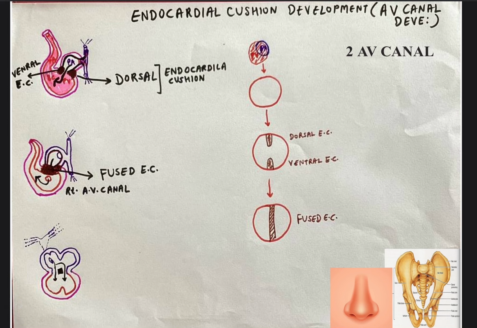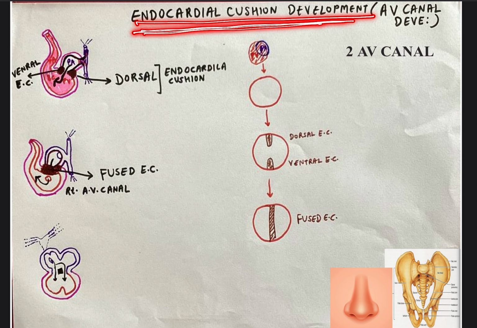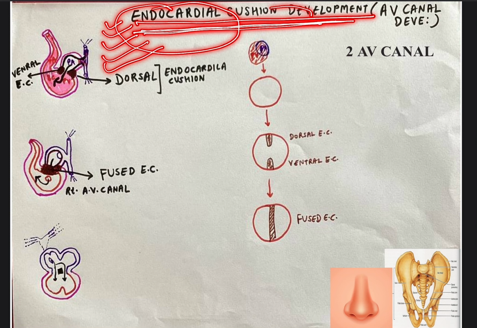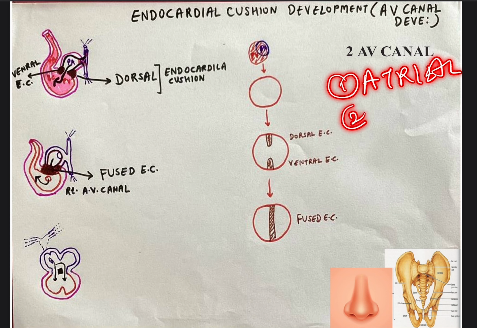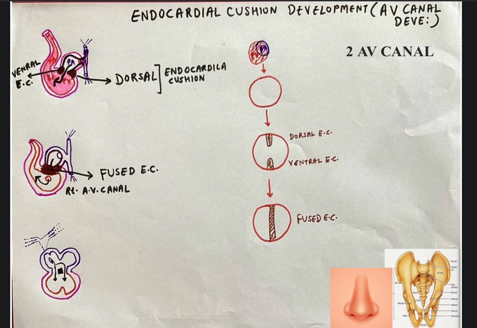Now we are going to discuss endocardial cushion development, because it is very important to learn about this. If we are not able to understand this development, then our septal development, what are the three septa? Atrial septal development, then ventricular septal development, and third is spiral septal development, will be incomplete without understanding the formation of endocardial cushion.